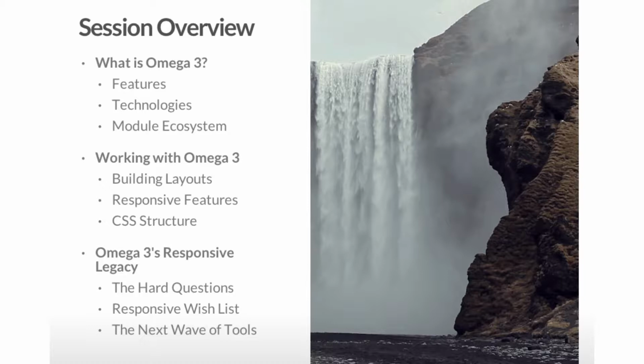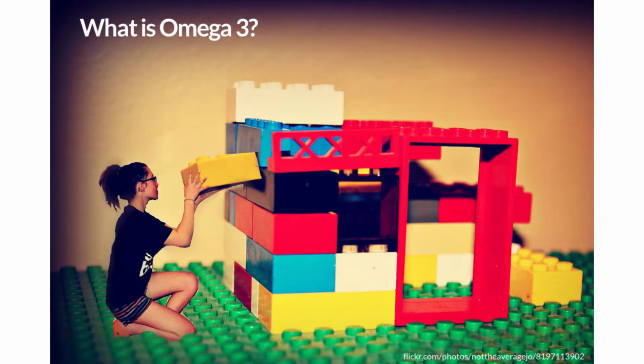All right, let's move on. So what is Omega 3? It's sort of like Legos. It's building blocks. You have a grid. The grid is a certain width, and then you can put your regions in there. And you choose how wide you want them to be, and it adapts if you make it smaller or larger.